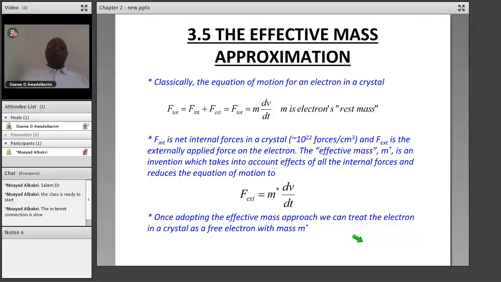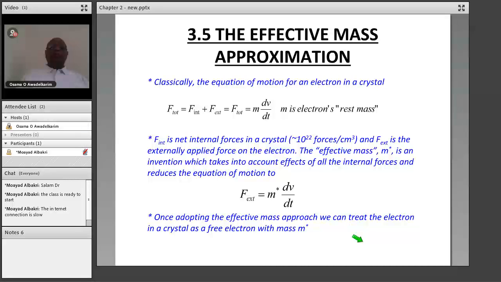And now we just finish what we started in the previous part, and we talk about the effective mass approximation. Now you saw how energy bands evolved, how we got energy bands, how we define the valence band, how we define the conduction band, energy gaps, how we distinguish between different solids, being them metals, insulators, or semiconductors.